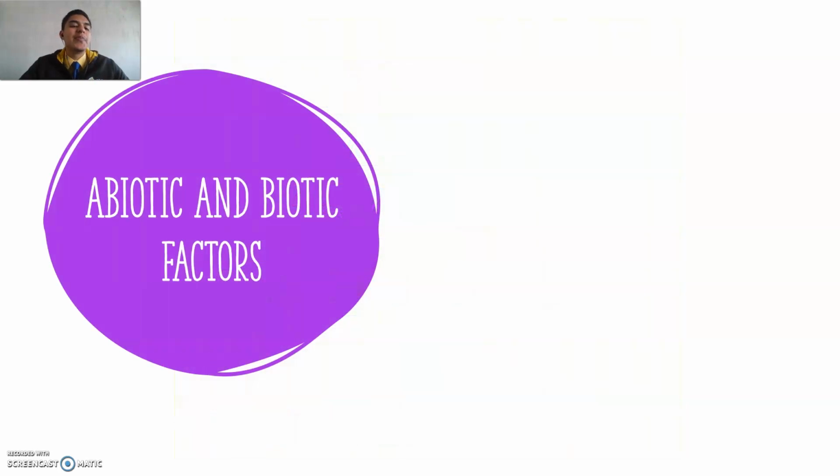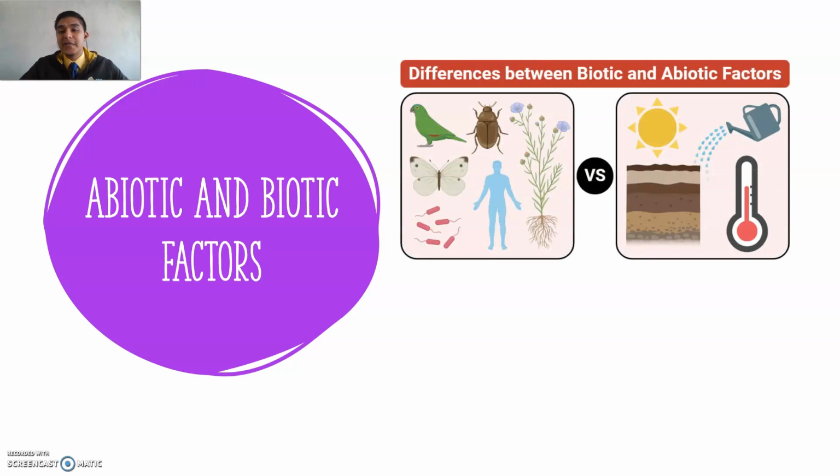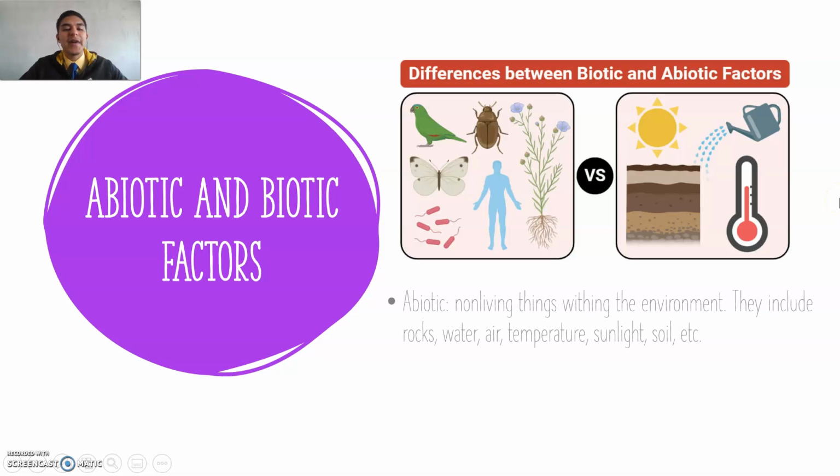Okay, now we have to talk about abiotic and biotic factors. So here you have some differences between the biotic and abiotic factors. Abiotic factors and biotic factors are totally different. Biotic factors are the ones that are alive, for example, animals, plants, bacteria, etc. And abiotic factors are the ones that are not alive, like sunlight, water, soil, temperature as well can be taken as an abiotic factor.